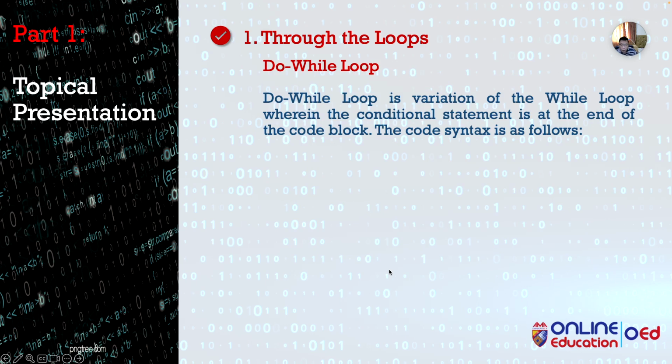Next is the do-while loop. Do-while loop is a variation of the while loop wherein the conditional statement is at the end of the code block instead of on the front. The code syntax is as follows.